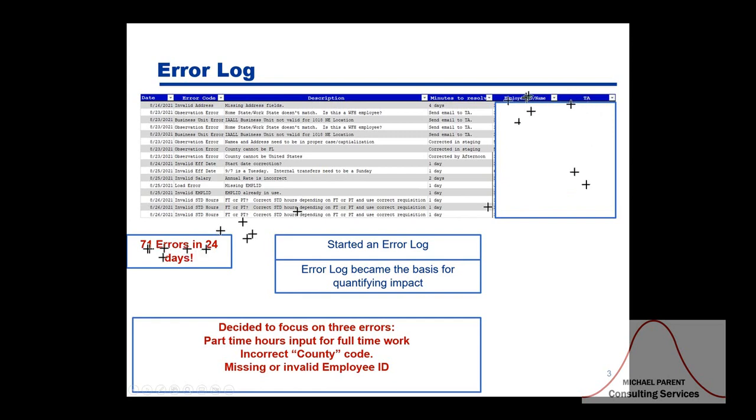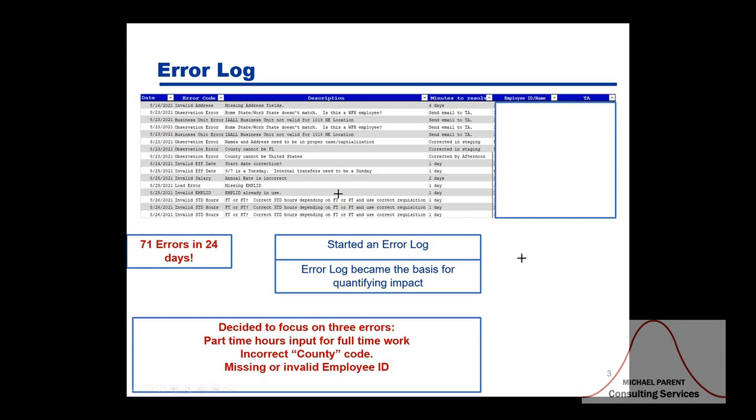So clearly an issue, and you can see the time it takes to resolve. Some of them is just sending an email. Others take up to a day or two. So you can see that this has a direct impact on an enterprise's ability to be competitive and to hire people very quickly if you're just waiting around for somebody to fix an error.